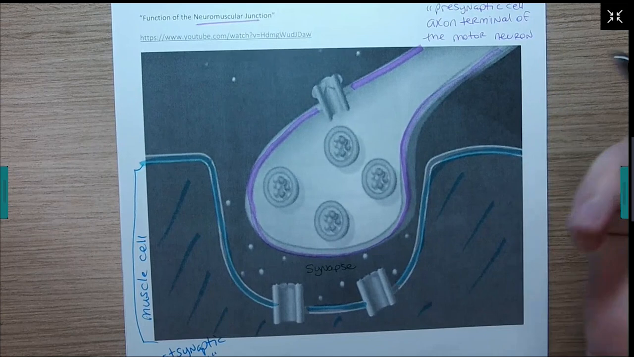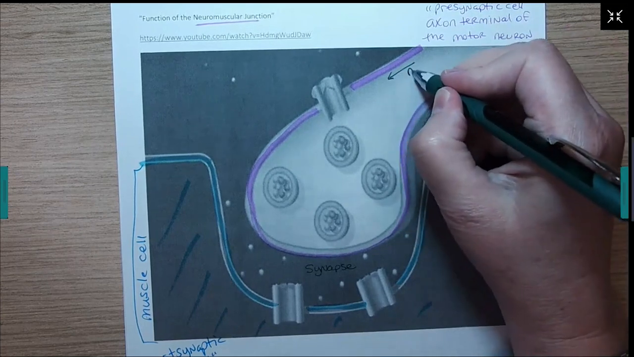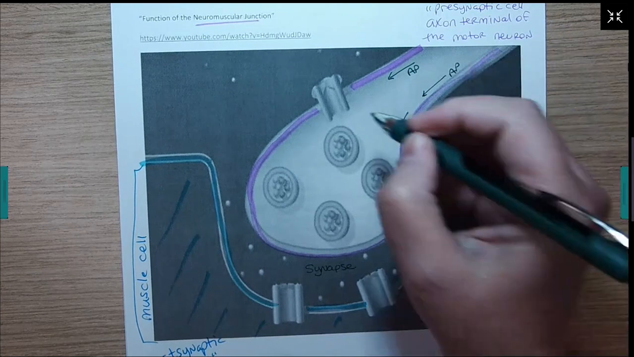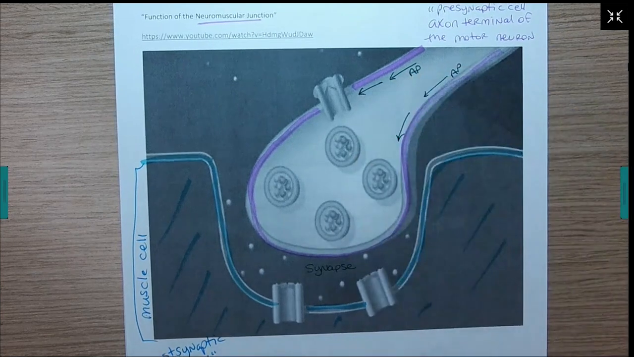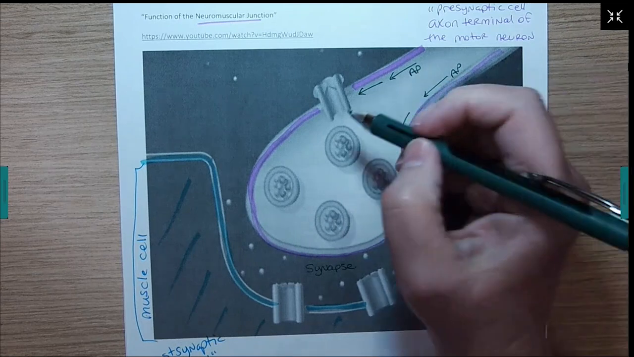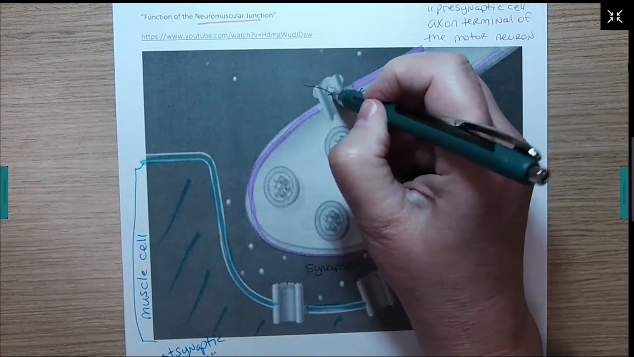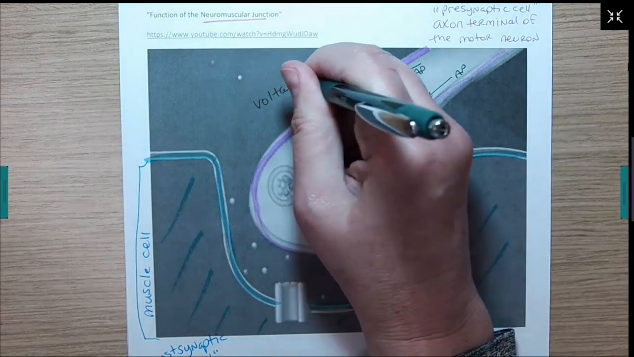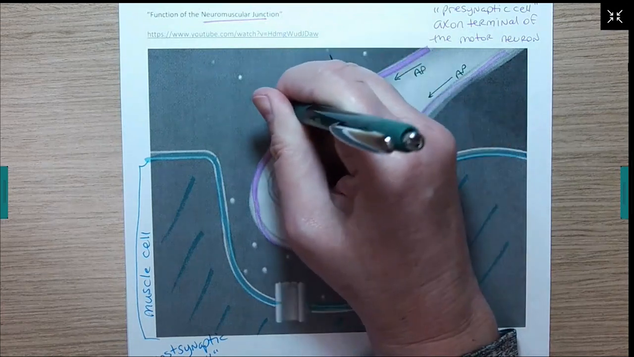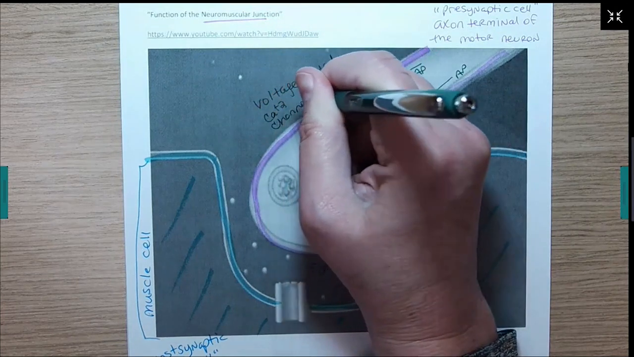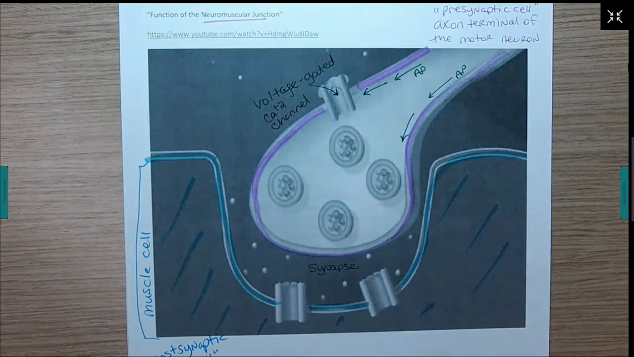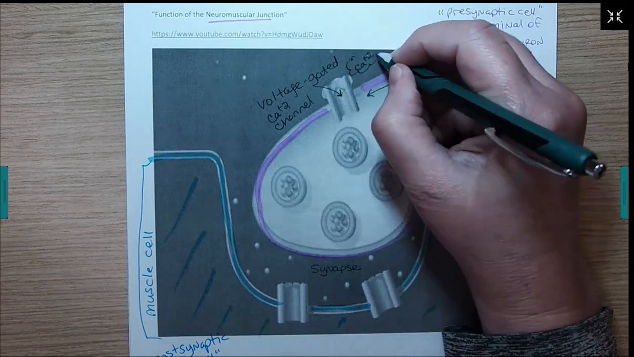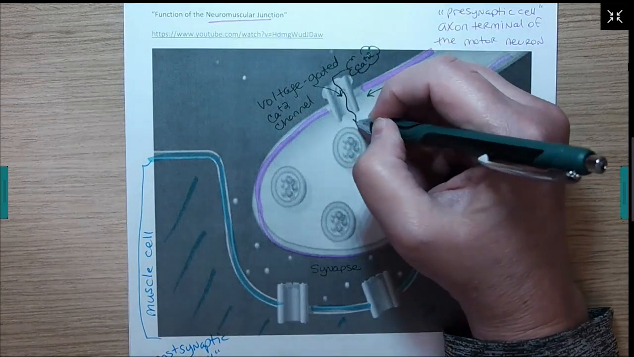Now the action potential, this should sound really familiar. The action potential is coming down the axon terminal of the motor neuron. When it hits this protein right here, this is the voltage-gated calcium ion channel, remember that. So when the action potential arrives, calcium will go into the cell.